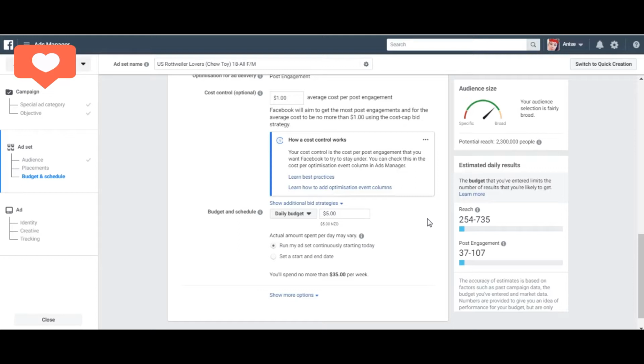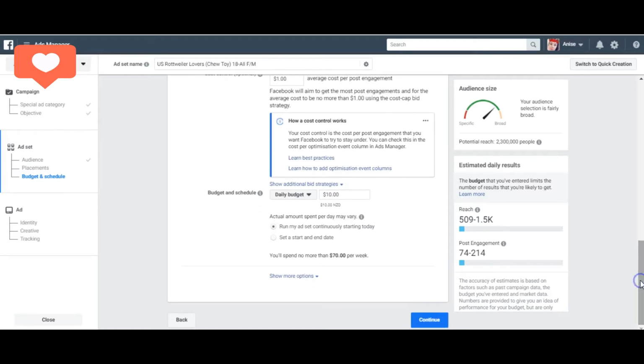So how quickly do you want to gather data, and how much do you have to spend to gather that data? Always think about your advert campaigns as a data gathering exercise initially. How much money do you have to pay for it? And then what does that data say to you? So that's where the skills over time get developed. So I'm going to put a $10 budget on. It's not a lot, but it says the reach is 1.5k with 74 to 214 engagement.